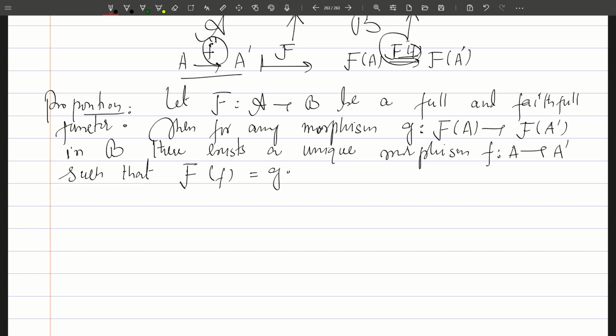Not only that, we also claim that this script F, this functor F, preserves the isomorphisms. So furthermore, if this f is an isomorphism, we claim this script F also preserves isomorphism. So this is an isomorphism.